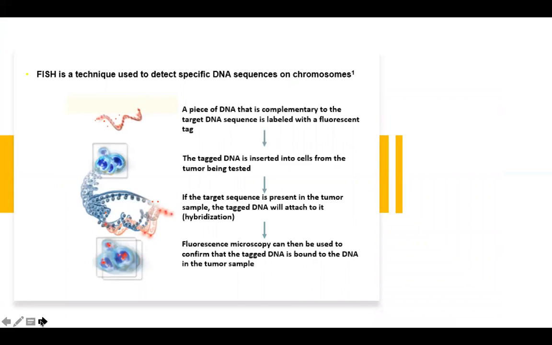FISH is a technique which is used to detect specific DNA sequences. A piece of DNA that is complementary to the target DNA sequence is labeled with a fluorescent tag. The tagged DNA is inserted into cells from the tumor being tested. If the target sequence is present in the tumor sample, the tagged DNA will attach to it. Fluorescence microscopy can then be used to confirm that the tagged DNA is bound to the DNA in the tumor sample.